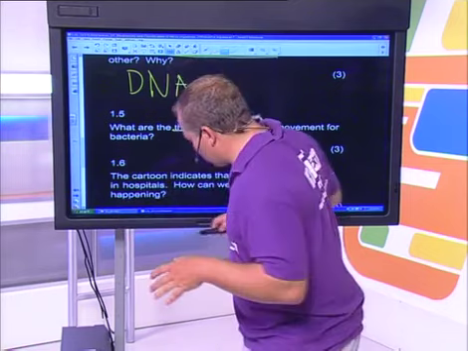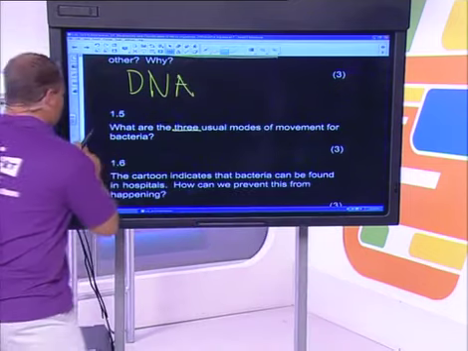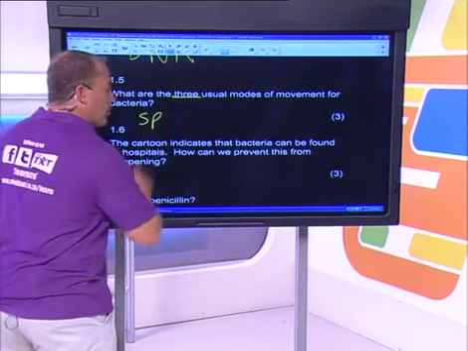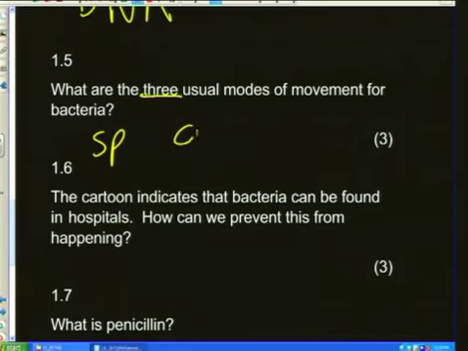And the last one, they've got pseudopodia. Can you remember it? What pseudopodia is, is quite cool. So I'm going to initial them here quickly, just so that we remember them. It's spiral, it's crawl, and the last one, pseudopodia. Yes, it's a P. So those are the three movements.